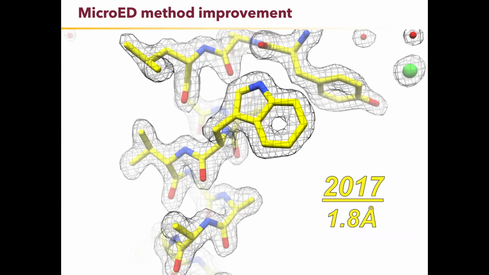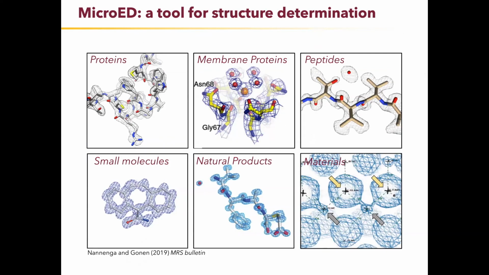So what can you do with MicroED? What are the applications? Well, you can obviously do proteins. We already saw some proteins that I used as an example in the last slide. Membrane proteins, there have been a few membrane proteins that have been solved by MicroED, which is a really exciting area because membrane proteins are difficult to work with and often form small crystals.